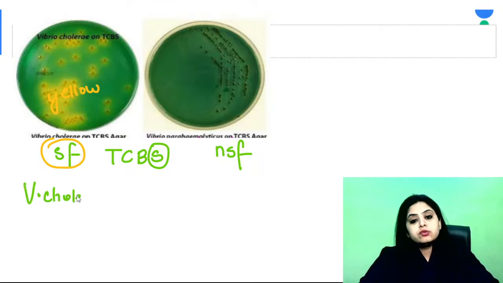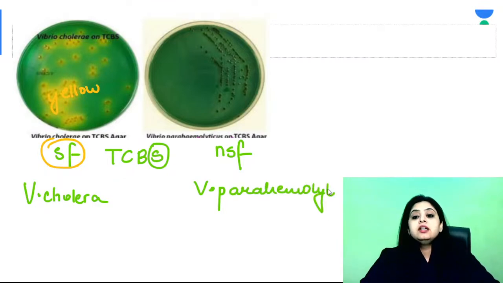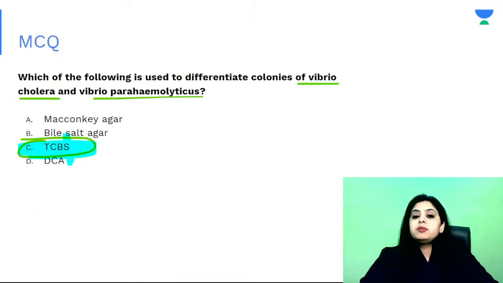Which organism shows you sucrose fermentation? Vibrio cholera shows you sucrose fermentation. Vibrio parahemolyticus does not show you sucrose fermentation. So that is the question that I asked you, which of them is used to differentiate cholera from parahemolyticus. It is going to be the TCBS, sucrose.